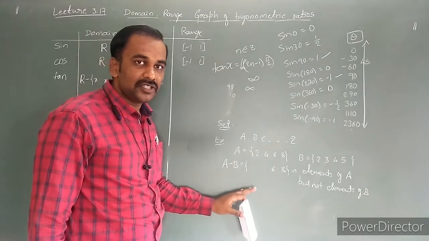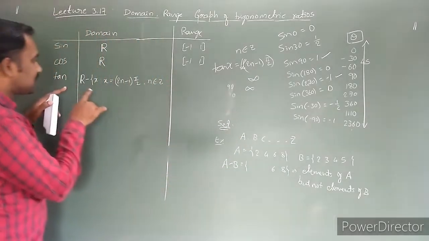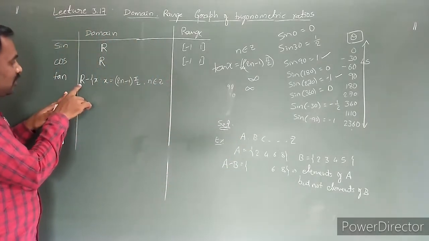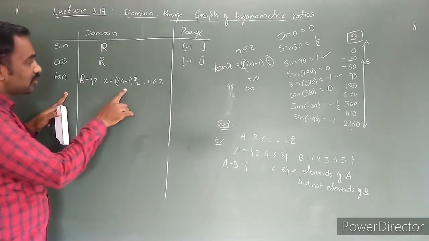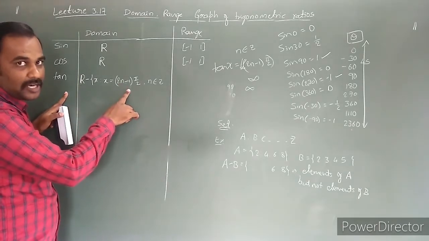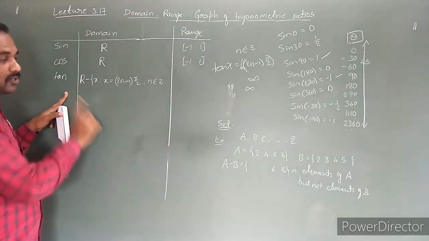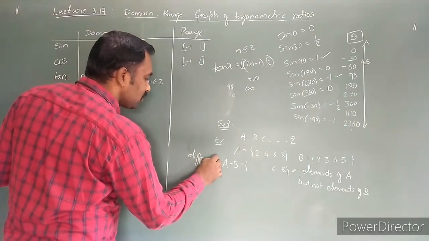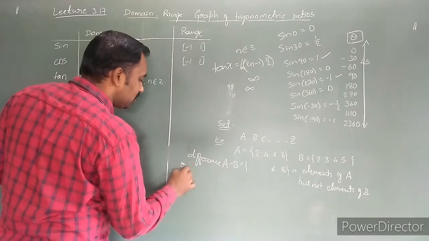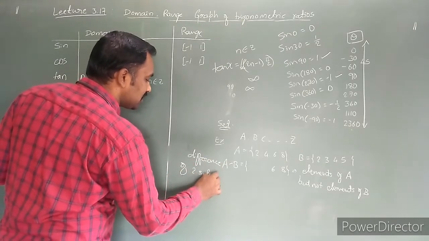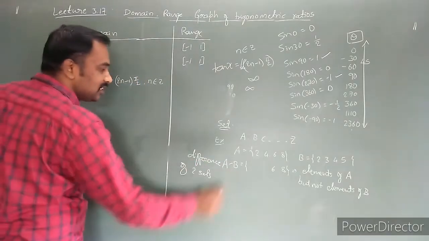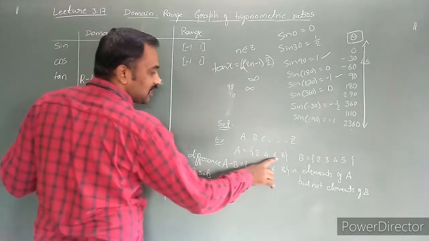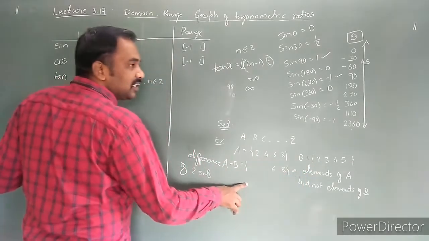Why did I take an explanation for this one? Because I have written the same thing here: all the real numbers but not the odd multiples of 5 by 2. Are you sure? Difference of two sets. This is said to be a difference. What is the difference of two sets? We already got the meaning. Elements of the set A but not the elements of the set B.